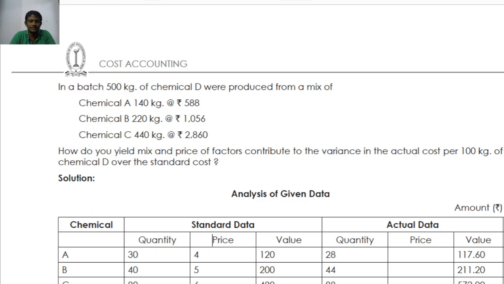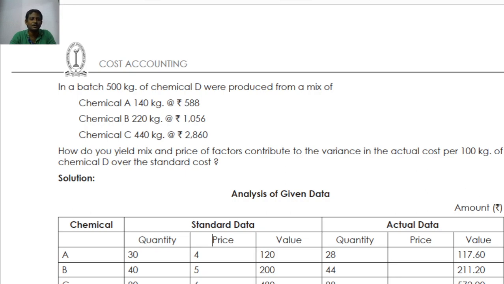And further, you have to read the question. How do yield, mix, and price factors contribute to the variance of the actual cost per 100 kg of chemical D over the standard cost? So the question is: what are the variances for 100 kg of output? What is the mix variance? What is the price variance? What is the yield variance, sub-usage variance for 100 kg of output? But the actual output is 500 kg, while the standard is available for 100 kg only. So if the actual output is 100 kg, what will be the mix, price, yield variances? That is the question.